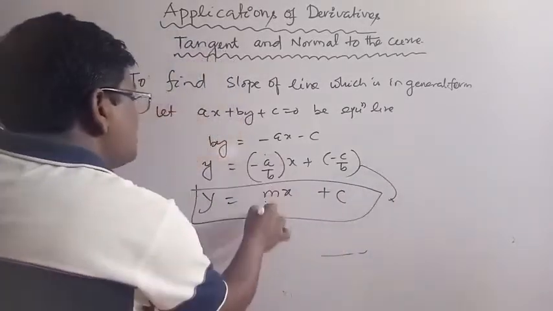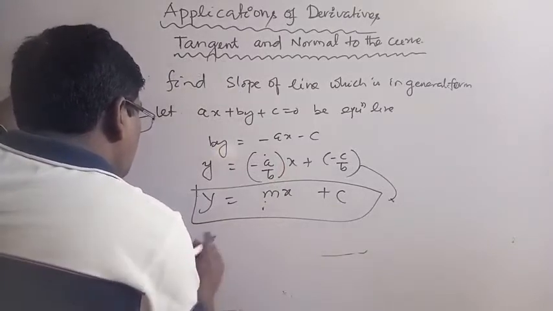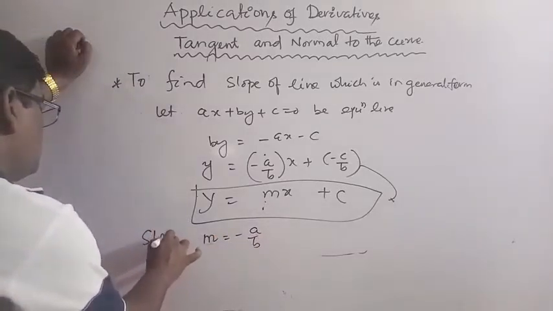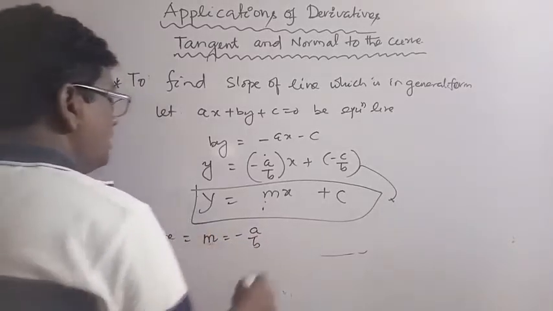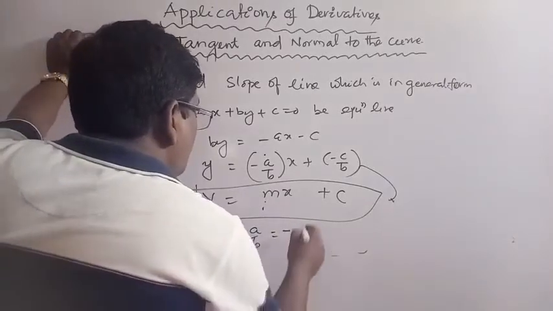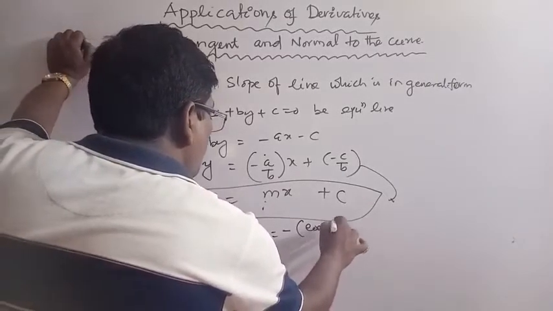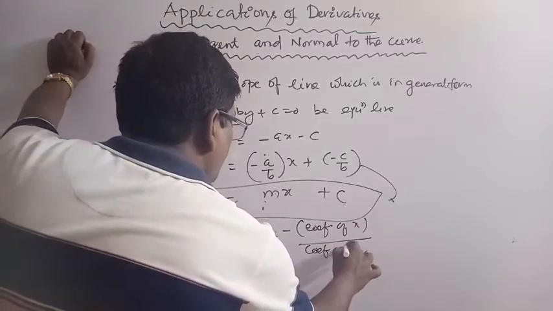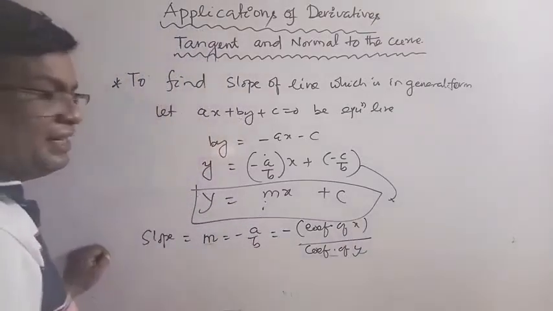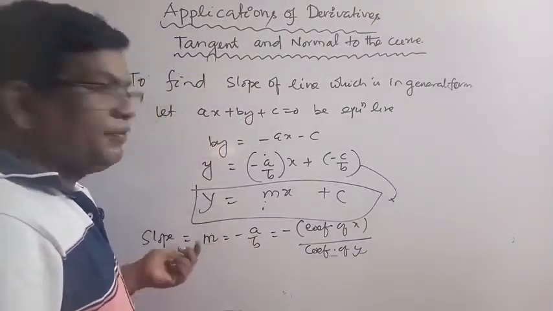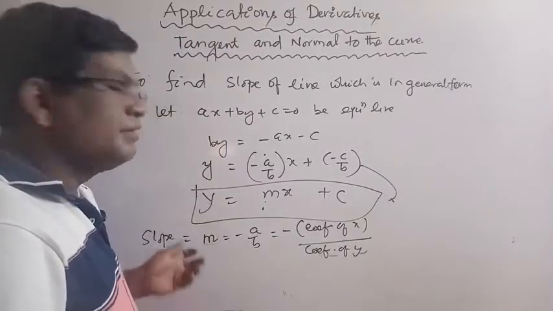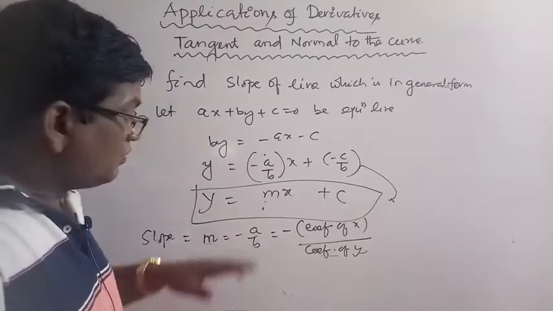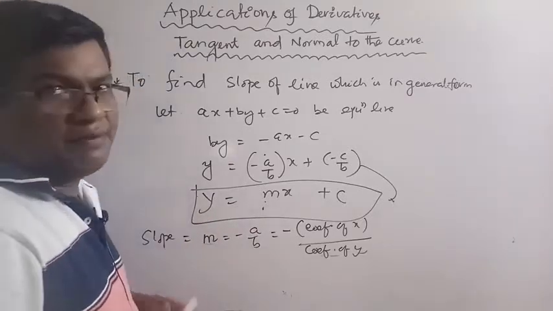So m is equal to minus a by b. This is the slope of the line, that is, the negative of the coefficient of x divided by the coefficient of y. If the general form is given, we can use the formula m equals negative of the x coefficient divided by the y coefficient. This is the slope of the line formula.